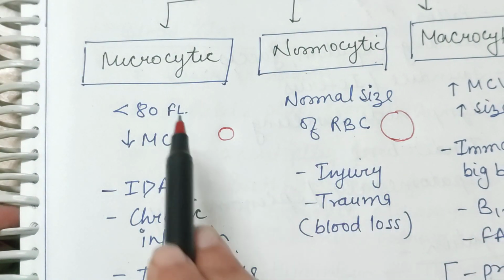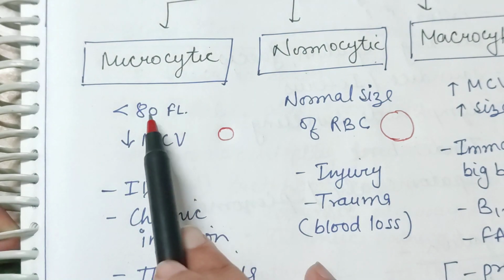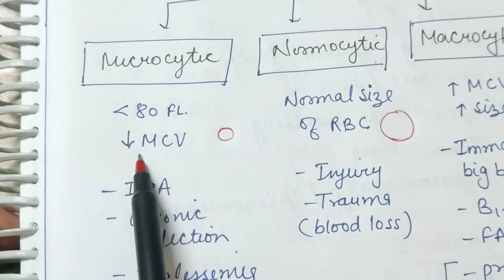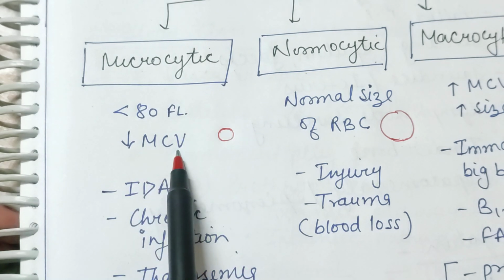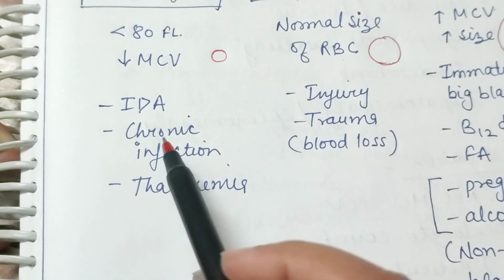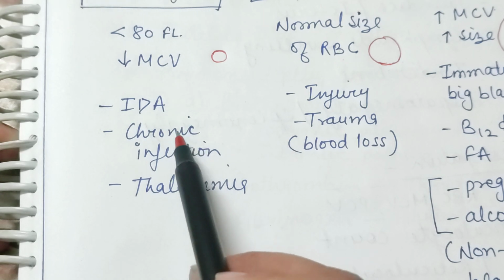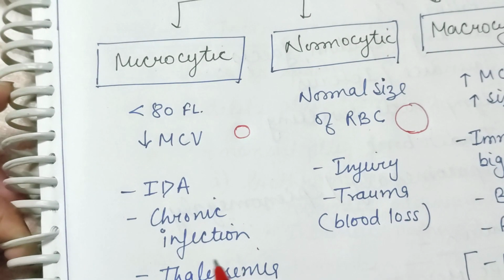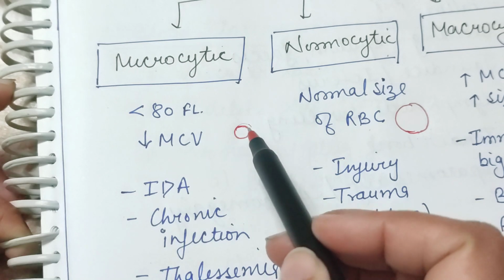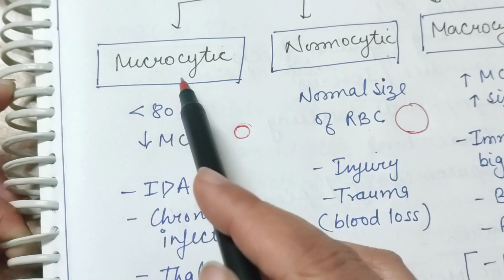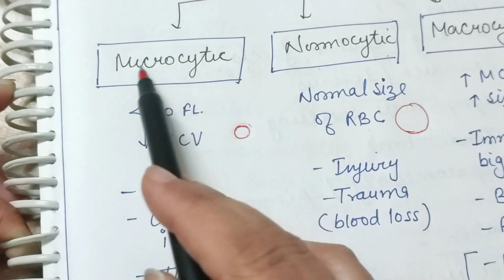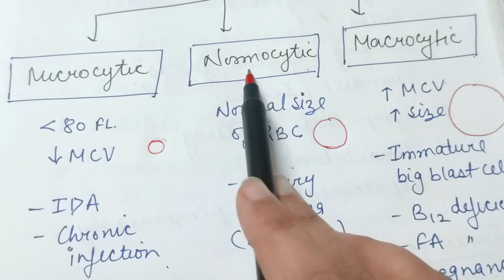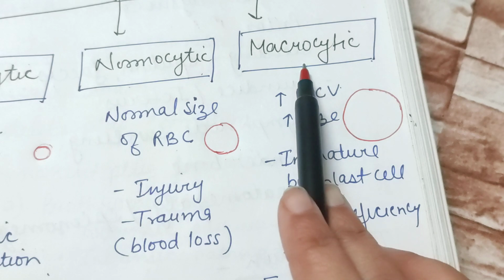Fine, in this condition, if the volume of RBC is less than 80 femtoliter, so MCV is reduced, less than normal. In case of iron deficiency anemia, chronic infection, or thalassemia, it can happen. So we'll call it size is reduced basically, microcytic anemia. Cytic means cell, micro means less than normal. So microcytic anemia, normocytic anemia, and last is macrocytic anemia.